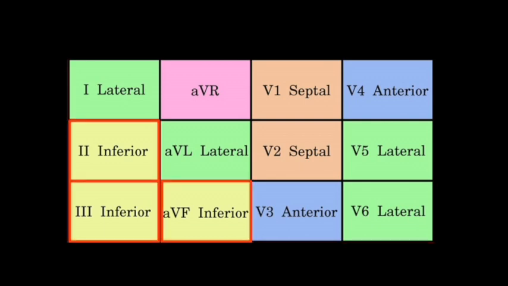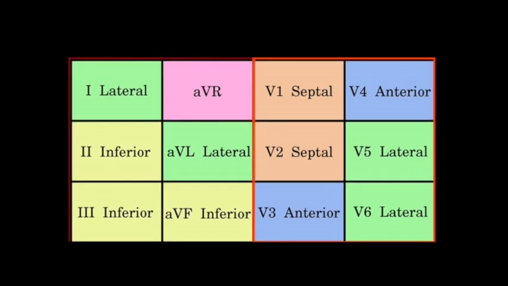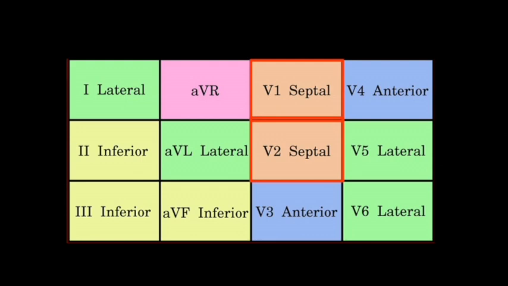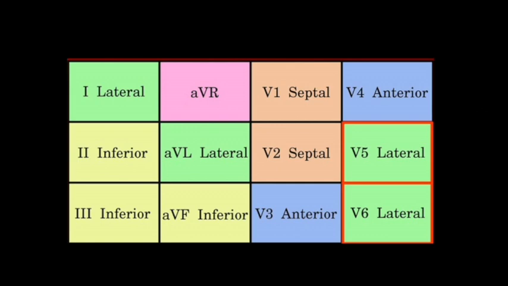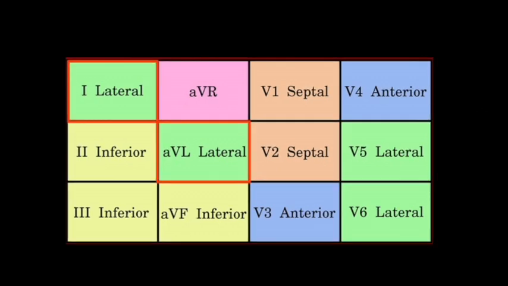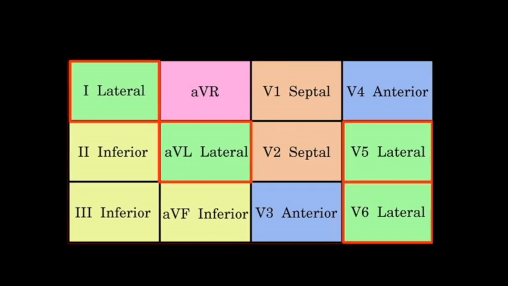Leads 2, 3, and AVF look at the inferior wall of the heart. Leads V1 through V6 collectively look at the entire anterior wall of the heart, but we break these down into subsections, where V1 and V2 look at the interventricular septum, and V5 and V6 look at the lateral wall. The other leads that look at the lateral wall of the heart are leads 1 and AVL. So the lateral leads are leads V5, V6, 1, and AVL.